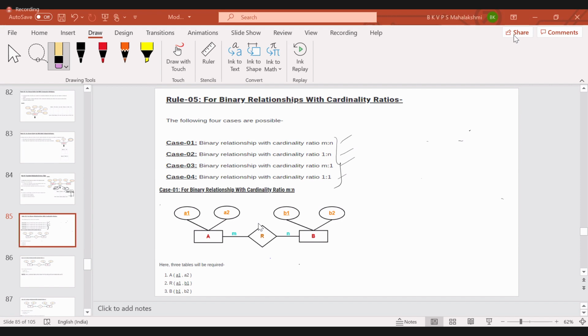But A has the attributes A1, A2, and entity B has the attributes B1, B2. So this is how we have to convert this particular ER diagram into the tables, if it has M is to N cardinality.